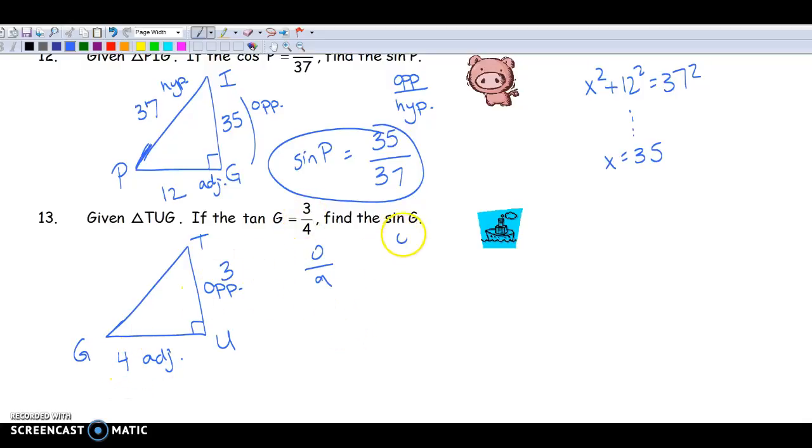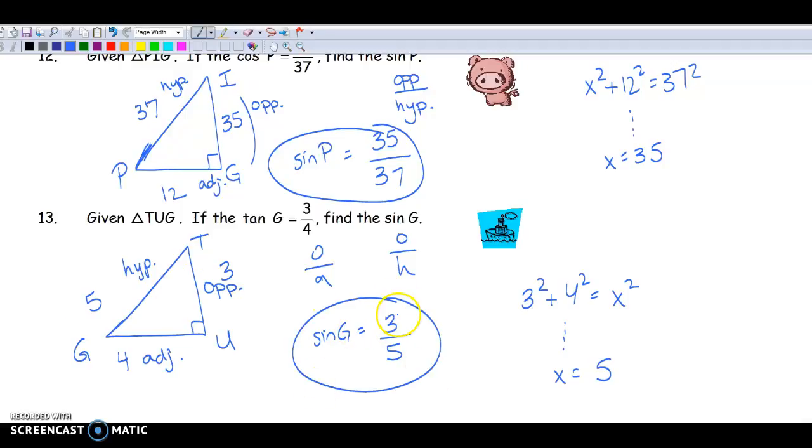Now we need to find the sine. Sine is opposite over hypotenuse. We don't know what the hypotenuse is. So again, you're going to do what we did in the last one. We're going to have to do Pythagorean Theorem. We're going to have to do 3 squared plus 4 squared equals x squared. If you do that, you will get x equals 5. So this missing piece is 5. And then you can easily do the sine of that angle. So sine of G would be opposite 3 over hypotenuse 5. So the sine of G is 3 over 5.